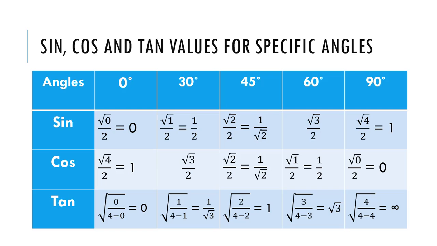Now at 90 degrees, we see that the value is 4 minus 4 in the denominator. Now 4 minus 4 in the denominator will be equal to 0. Any fraction which has 0 in the denominator is not defined. It can also be called infinity. So the value at tan 90 degrees is equal to infinity.